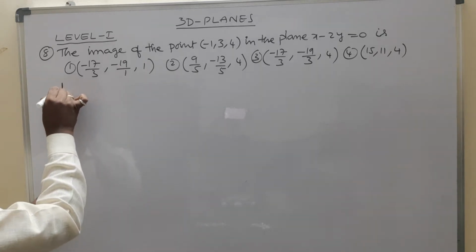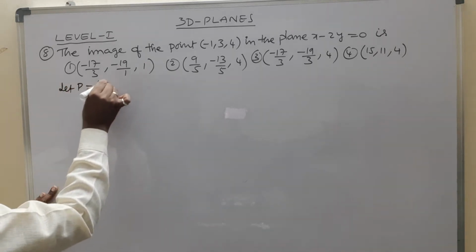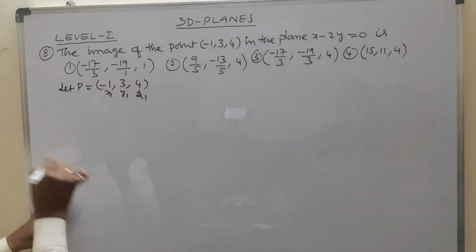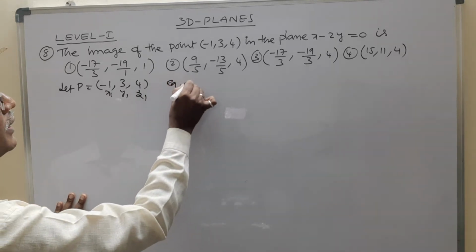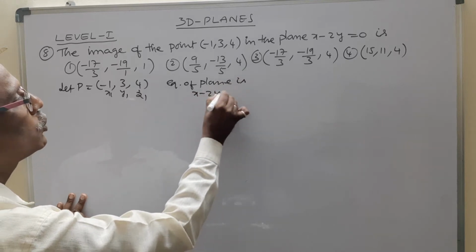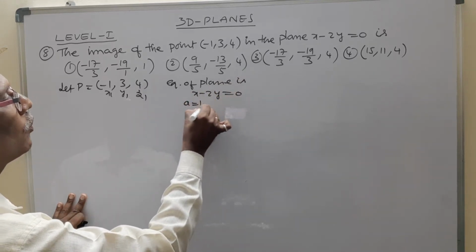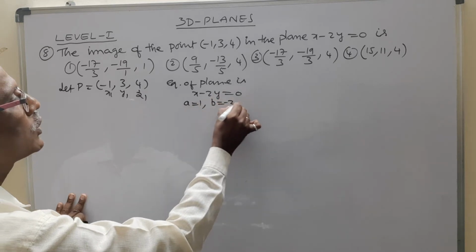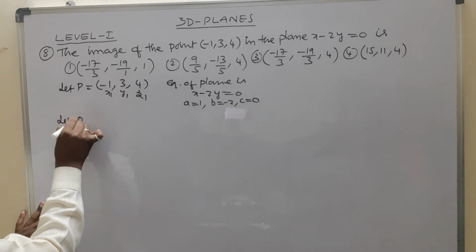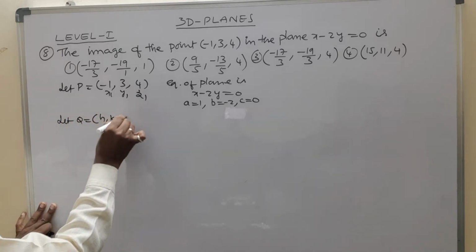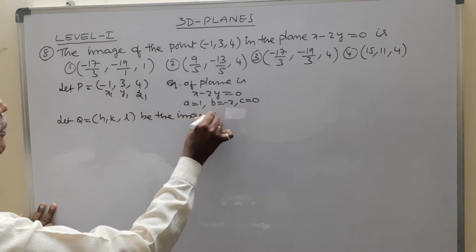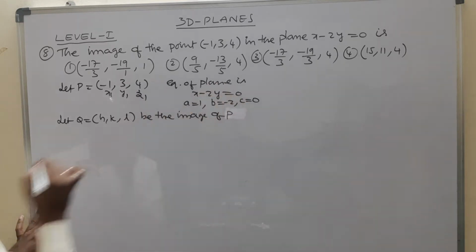Let P = (-1, 3, 4). This is x1, y1, z1. The equation of the plane is given: x - 2y = 0. Here the x coefficient a is equal to 1, the y coefficient b is equal to -2, and the z coefficient c is equal to 0. Let Q = (h, k, l) be the image of P with respect to the given plane.